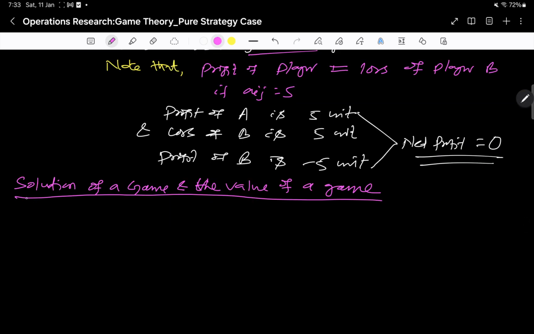So now coming to what do you mean by the solution of a game or the value of the game?